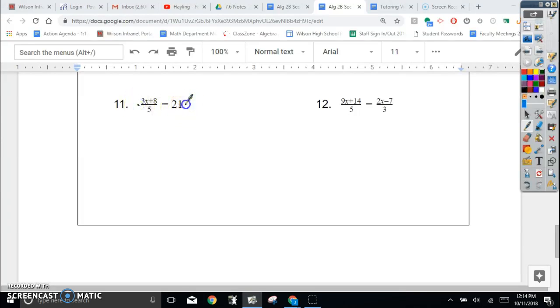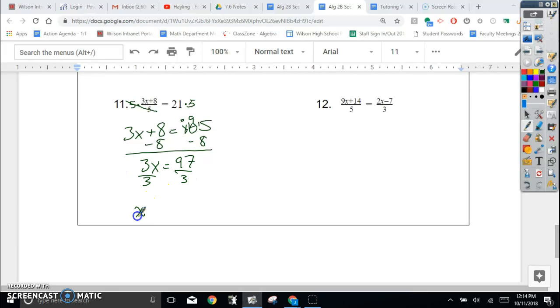11 is a precursor to 12. If you notice, my denominator that I'm going to try to get rid of is 5. So I multiply 5 out at the bottom. So that's 3x plus 8 equals 105. Subtract 8 as usual. You get 3x equals 97. As you would borrow, 15 minus 8 is 7. 9 minus 9 is 0. We are now going to divide by 3. You can keep it as 97 thirds. Or you can write this as 32 1/3. Either way, they're the same thing to me. All right?